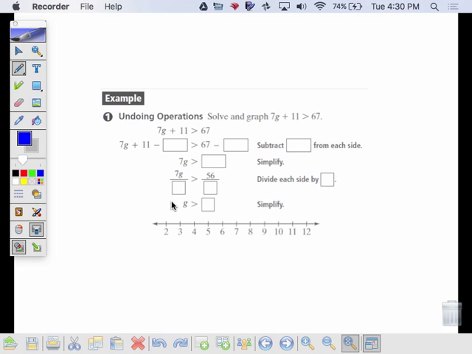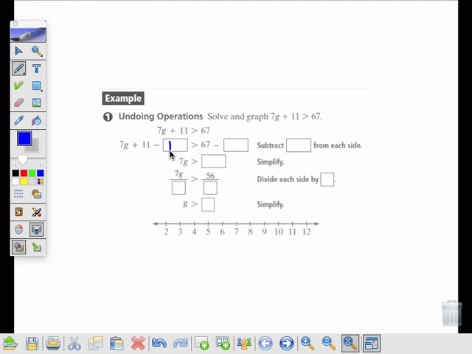So I'm going to undo that addition by subtracting 11 from both sides. So then 67 minus 11 is 56. So now I bring down my 7g. Bring your inequality symbol straight down, and then 7g is greater than 56. So then in order to undo this multiplication here, I'm going to divide both sides by 7, and I have g is greater than 8.